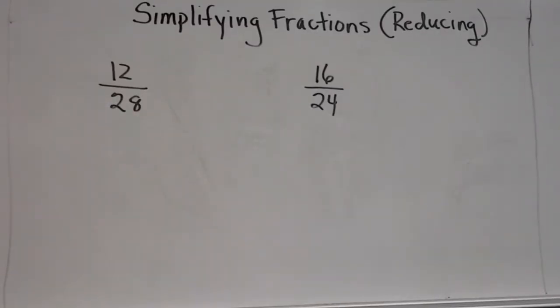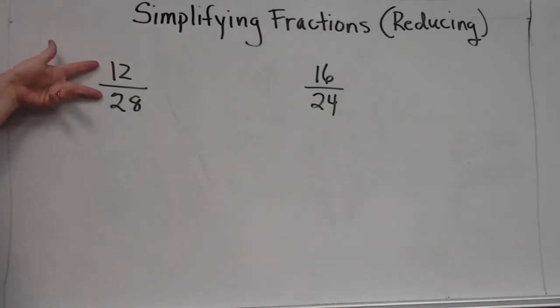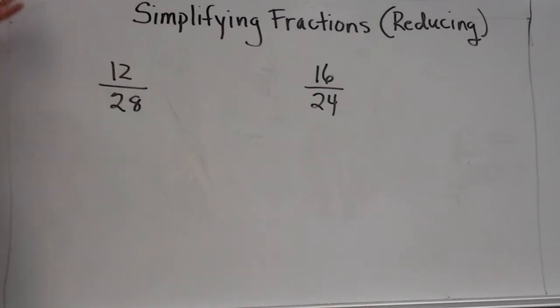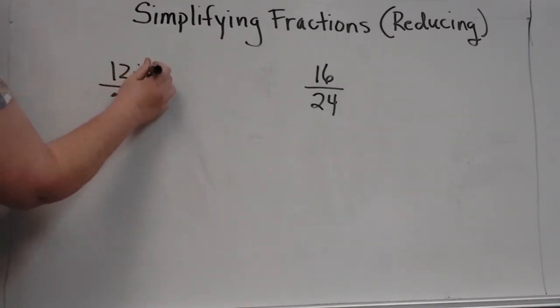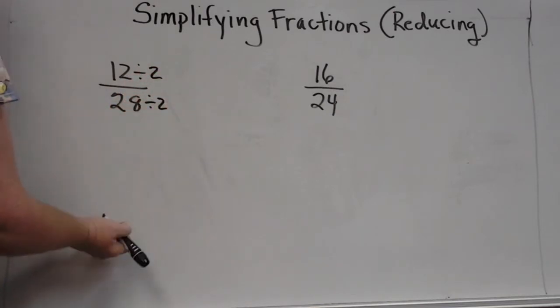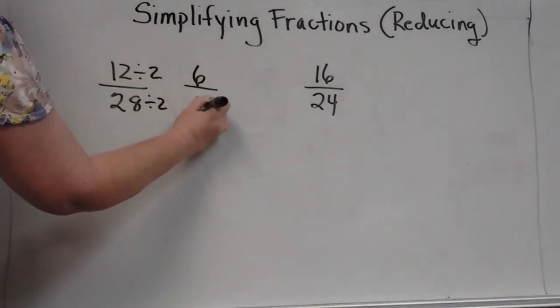Now, simplifying fractions. Most teachers call it reducing. Most books now say simplifying fractions. It means the same thing. If I'm going to reduce it, aren't I making it more simple? So, when I need to reduce this, I say what will go into both of them. If you don't know the biggest number that will go into both of them, that's okay. You could say, well, I know 2 goes into both of them, so I'll divide both by 2. So that's 6/14.